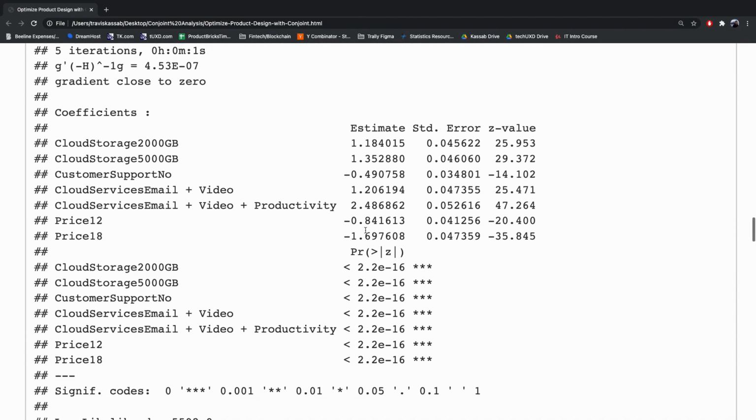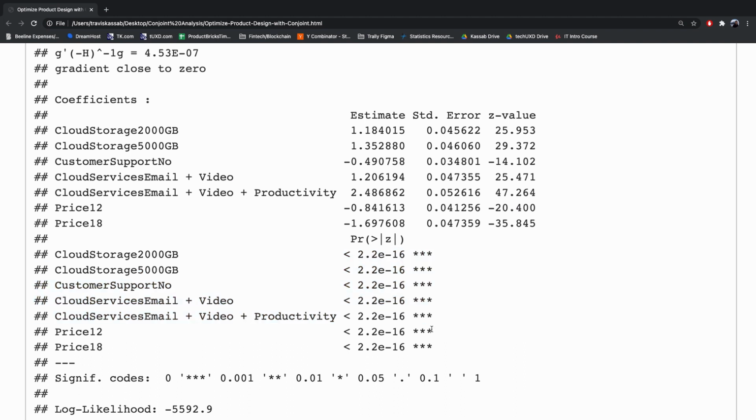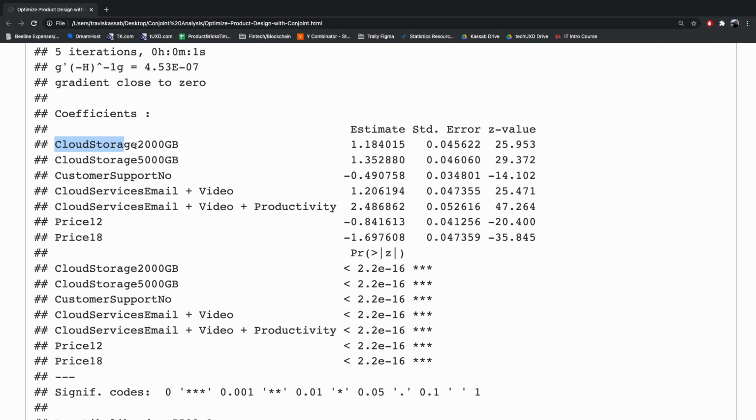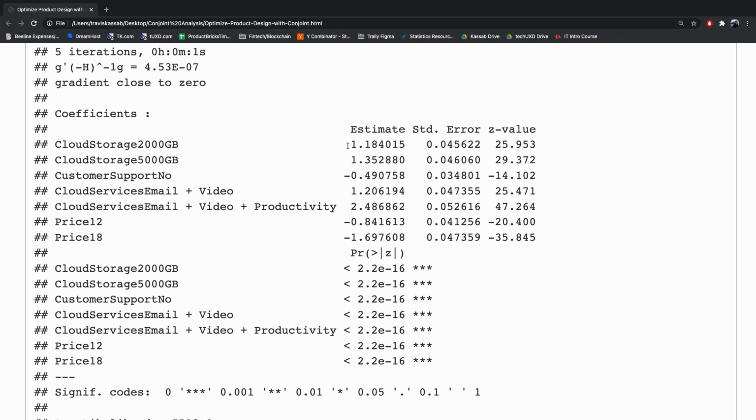And scrolling down here, I wish that it had put this over here. These are just the p-values, but it kind of got cut off. But now we can see each product attribute now has a utility score. This estimate column is the utility score for each product attribute level. What is the utility score? This is the latent value that customers on average are ascribing to these feature levels.